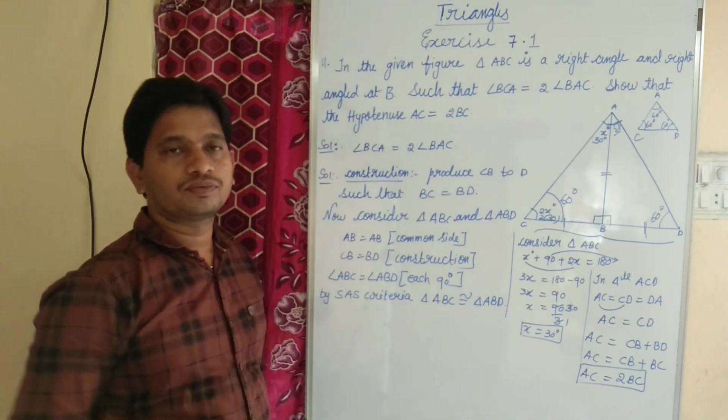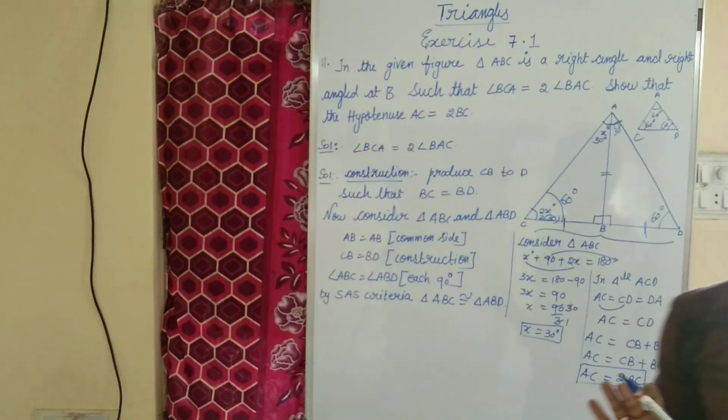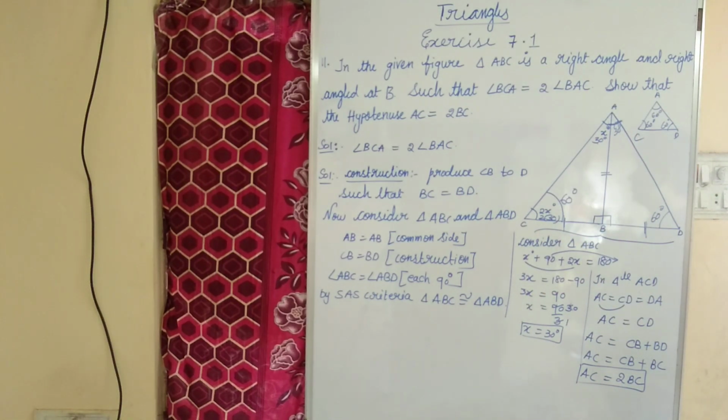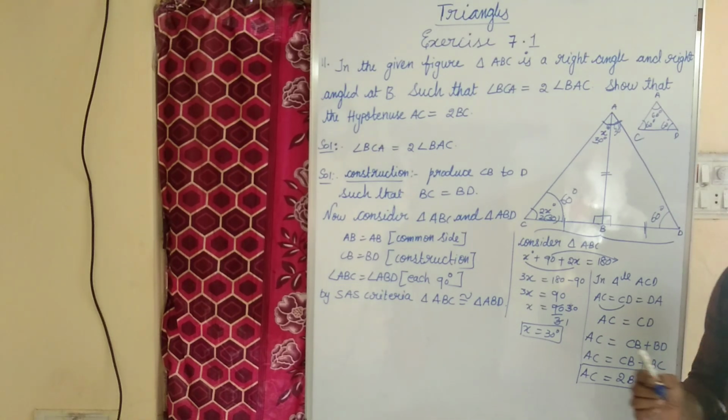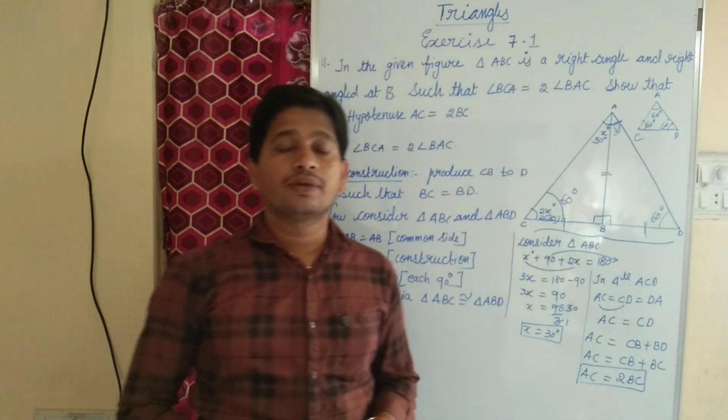Hence proved. This is a little bit tricky question, children. The thing is, we need to prove that ACD is an equilateral triangle. Of course, each and every angle of the triangle is 60 degrees, that is an equilateral triangle. I hope you understood this question clearly. By this, we completed exercise 7.1 completely.